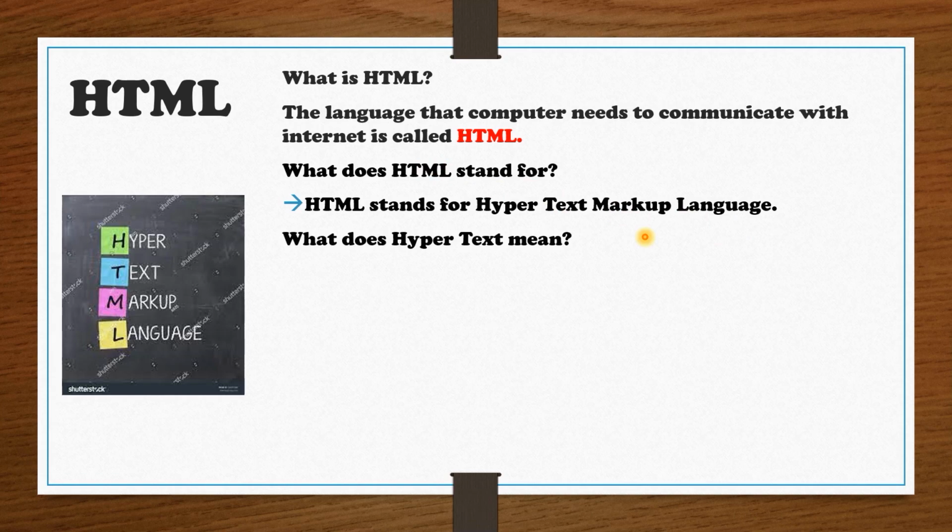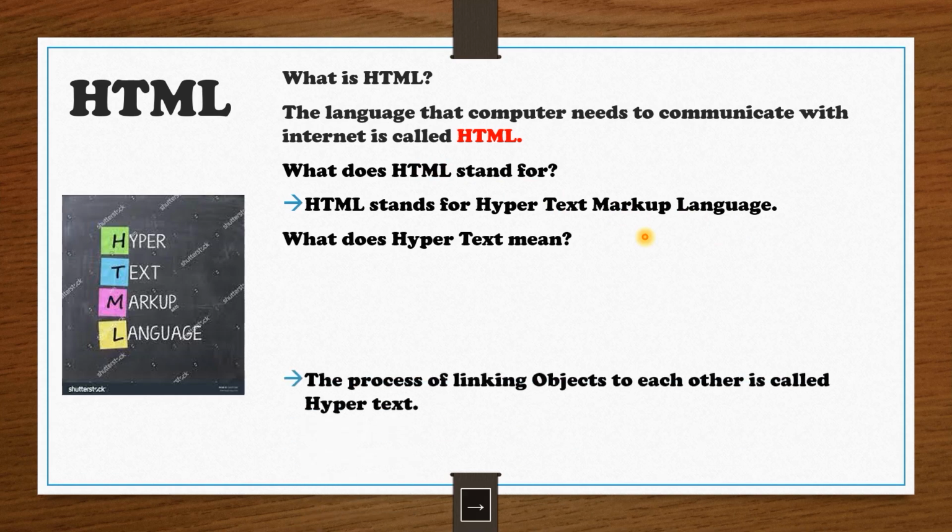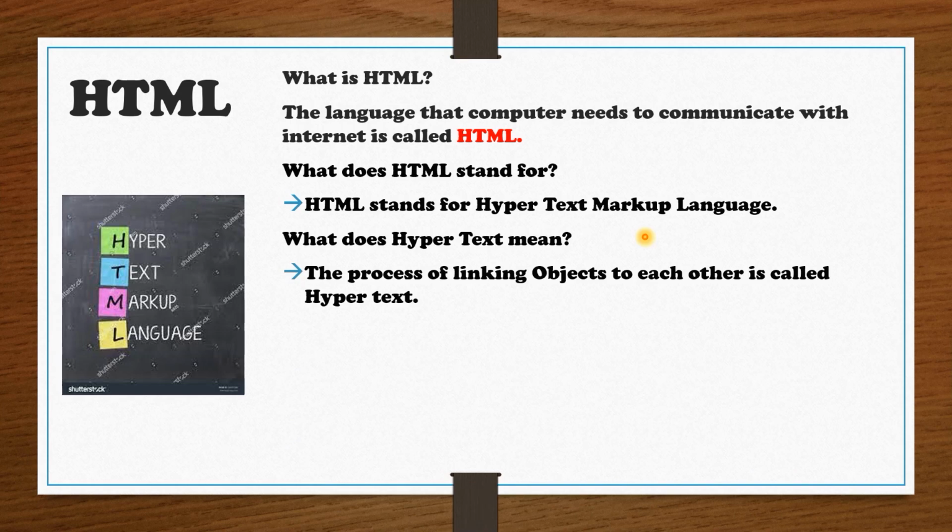And there's another question: what does hypertext mean? The process of linking objects to each other is called hypertext. These objects can be anything. For example, they can be two web pages, a web page with a sound, a web page with a video, or a web page with a text, another file, or another program, or even a web page with another website.